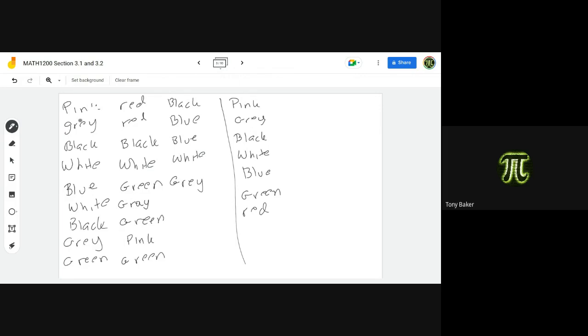Now I count. So we have 1, 2 pink. 1, 2, 3, 4 gray. 1, 2, 3, 4 black. 1, 2, 3, 4 white. 3 blue. 4 green. And 2 red. That's a frequency distribution. Okay, see the difference?